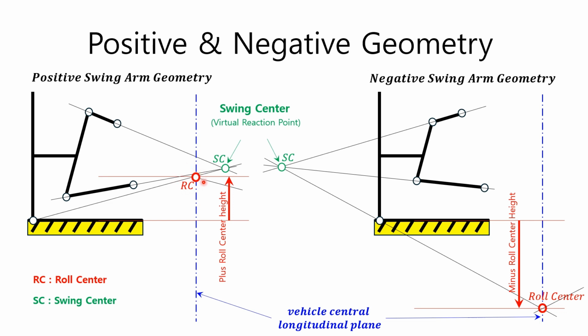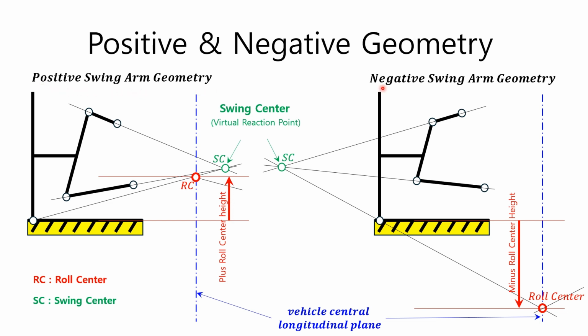In positive swing arm geometry, the swing center is inside the vehicle, so when the roll center is found by connecting it with the tire contact point and a straight line, the roll center is formed higher than the ground and roll center height has a positive value. Therefore, this arrangement of suspension links is called positive swing arm geometry.